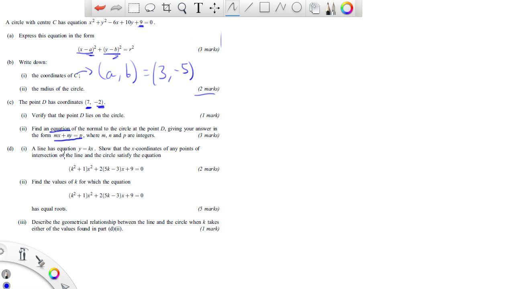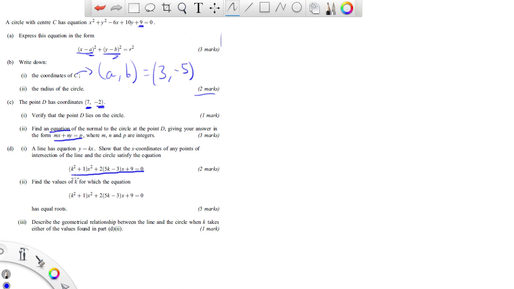All right, finally, part D. So a line has the equation y is equal to kx. We want to see that it has the same x coordinates, and it satisfies this equation. You gotta love it when they actually give you the answer. They're basically saying, here's the answer, find out what you have to do.